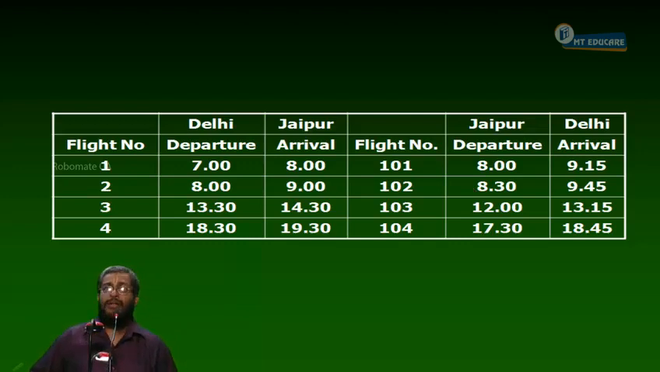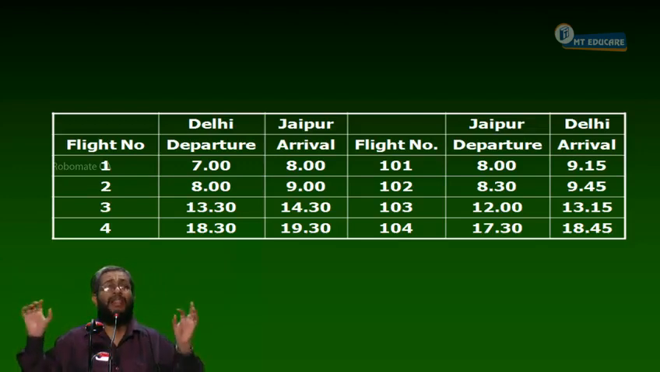For example, we can go to Jaipur from Delhi in flight 1 and return back from Jaipur in flight 101. That is going, coming back. Actually, doing a pairing of flights. Because going flights are 1, 2, 3, 4. Returning flights are 101, 102, 103, 104. If we think of Jaipur as the home city, going flights are 101, 102, 103, 104 and return flights are 1, 2, 3, 4, as the case may be.